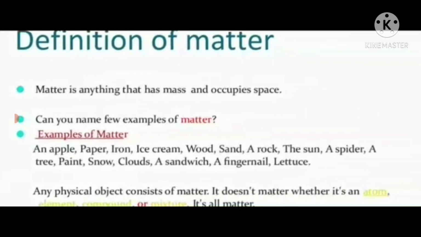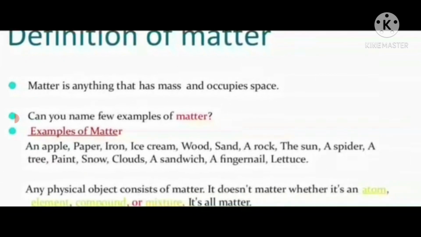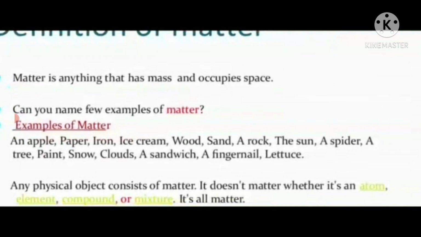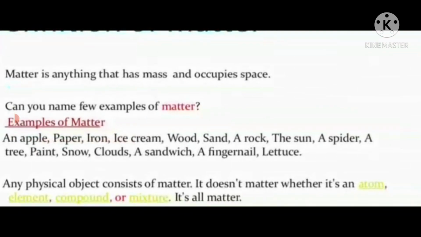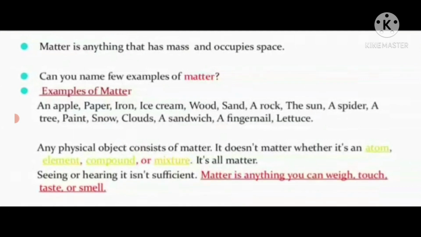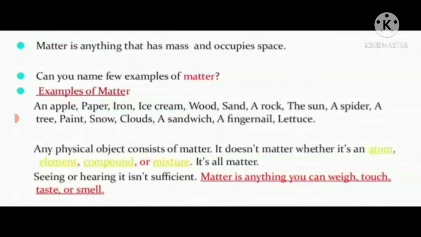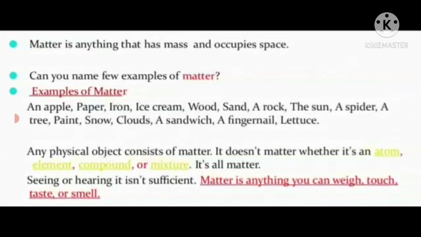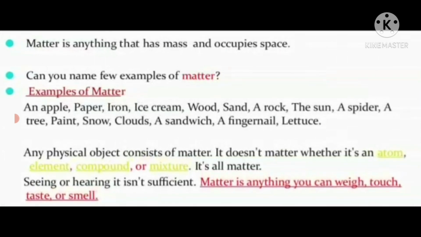How do we define matter? Matter is anything that has mass and occupies space. For example, a rock, sandwich, cloud, snow. Any physical object consists of matter. Seeing or hearing it isn't sufficient. Matter is anything you can weigh, touch, taste or smell.